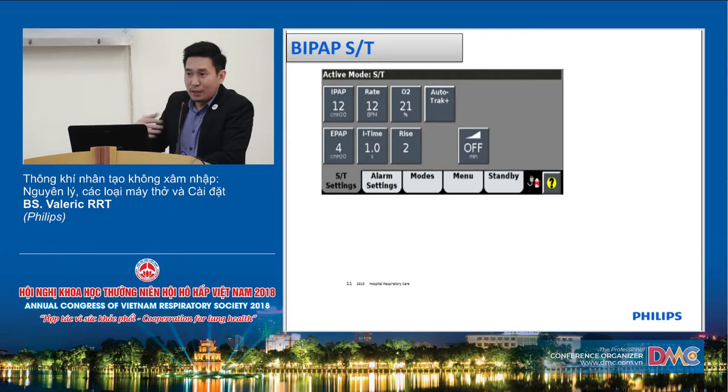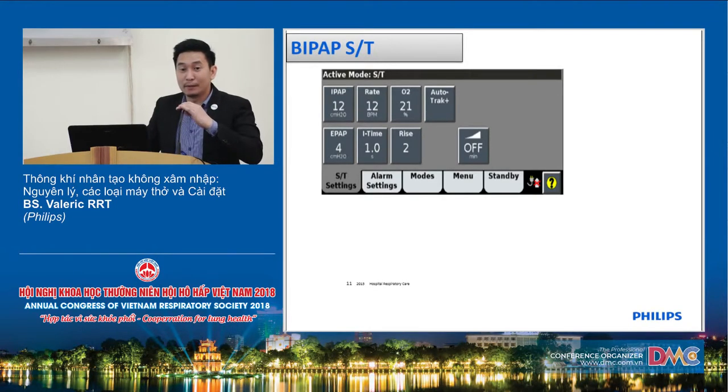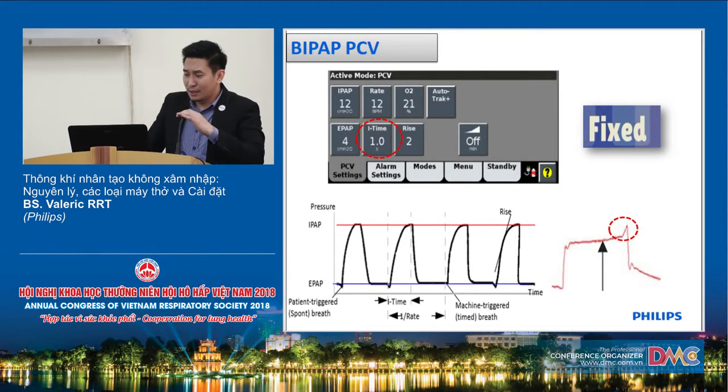But in my experience, in the hospital, we normally use the PCV instead of the ST because we're using a different ventilator. We have the bilevel, right? It's kind of similar, but we were using the BiPAP PCV before. The problem is sometimes the patient wants a longer I time or shorter I time. So you can adjust the I time if you can see the sharp tooth at the I.